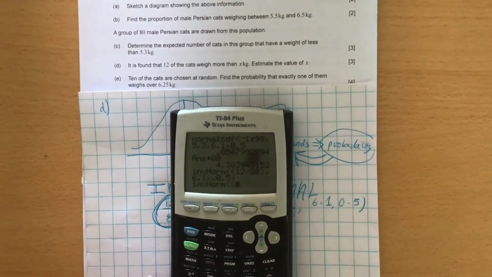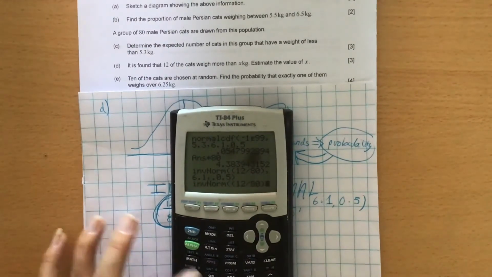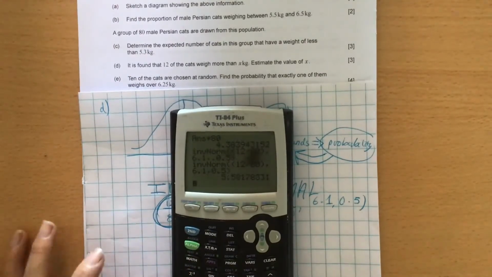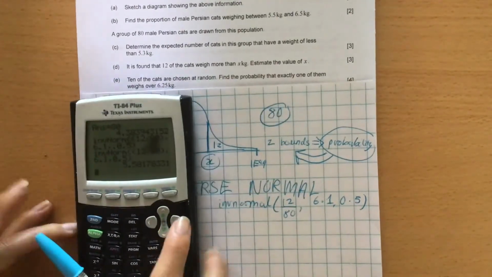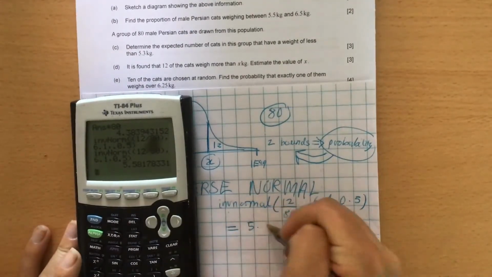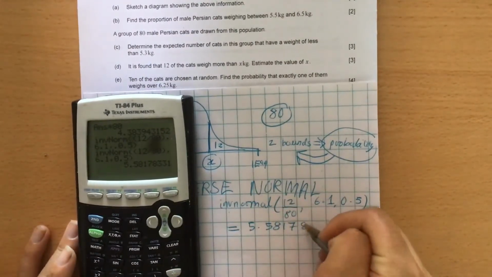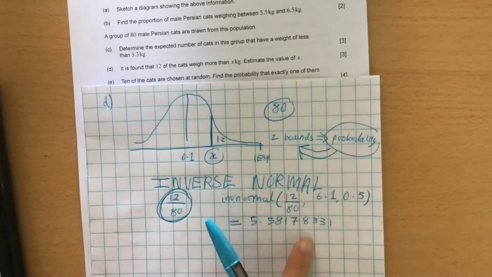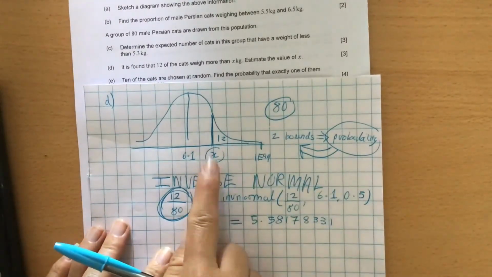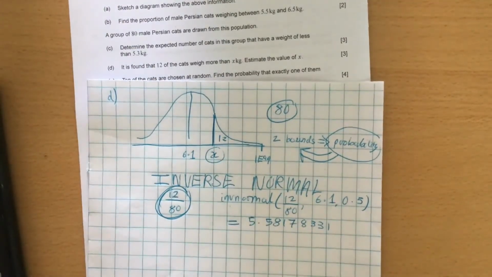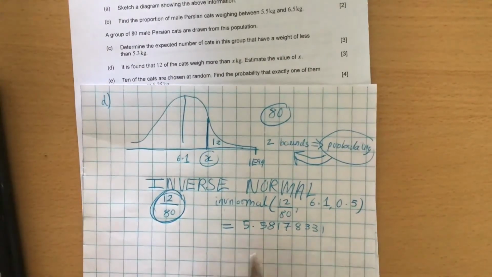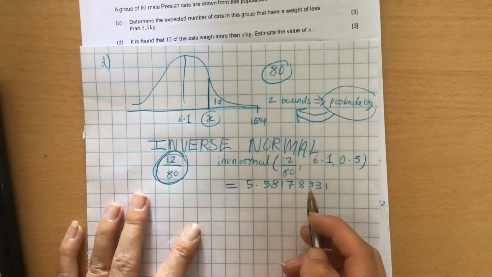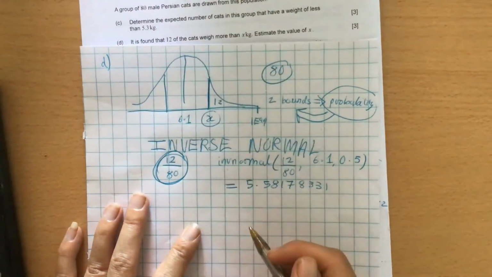Let's have a go again. 12 divided by 80, comma, 6.1, comma, 0.5. Close brackets. There we go, 5.58. So our answer is going to be 5.581783331. And this can be rounded to 3 significant figures because this is representative of this X. But you can see this doesn't sound right, because if it was 5.5817833, this would be this side of the graph.